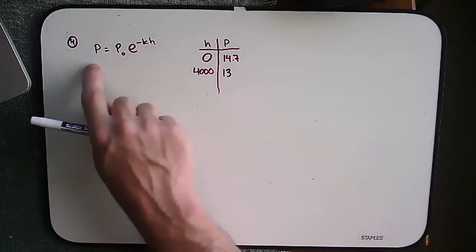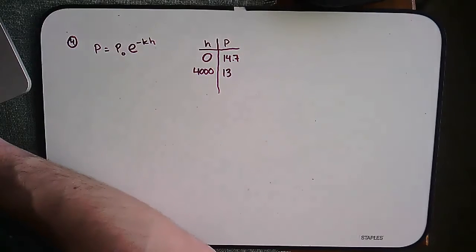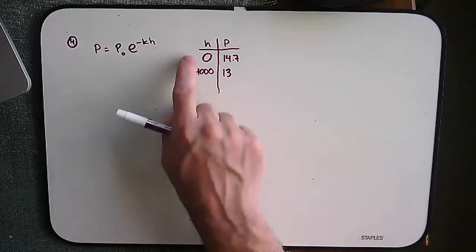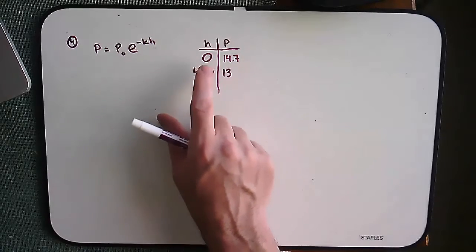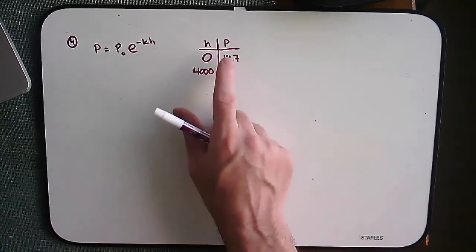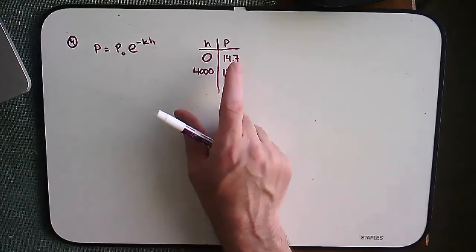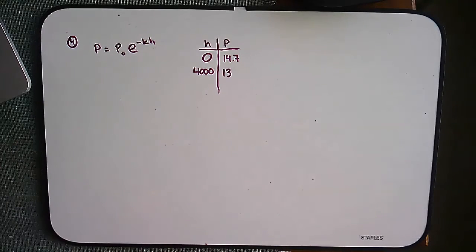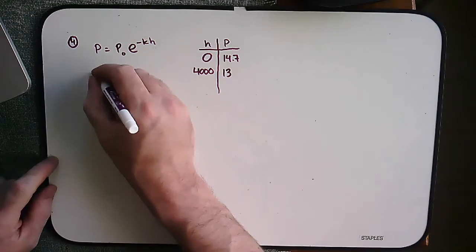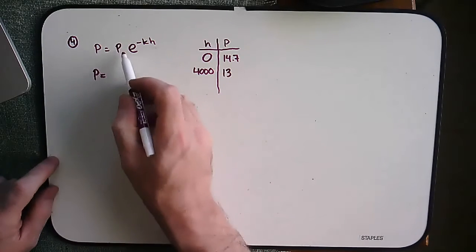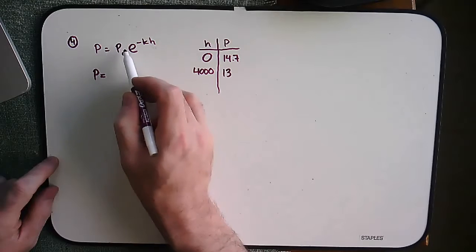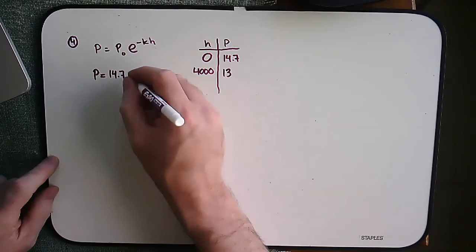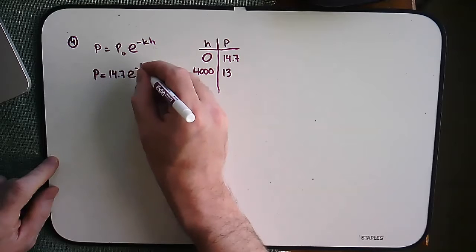So I've copied down our equation for pressure. Pressure equals P sub 0 e to the negative kh. And I've also copied down these 2 known pairs of values. So at an altitude of 0 feet, the pressure is 14.7 pounds per square inch. And at an altitude of 4,000 feet, the pressure is 13. So first thing I can do, going into my equation here, I can just insert P sub 0. We know that that's the atmospheric pressure at sea level. I can change that to 14.7 e to the negative kh.